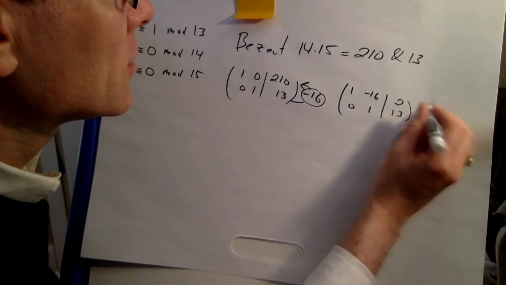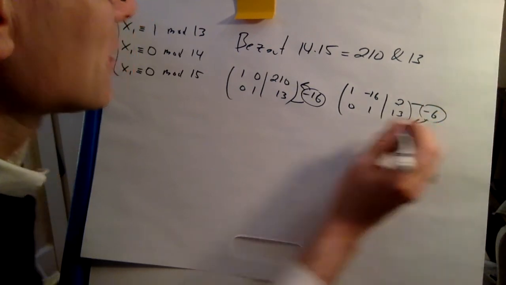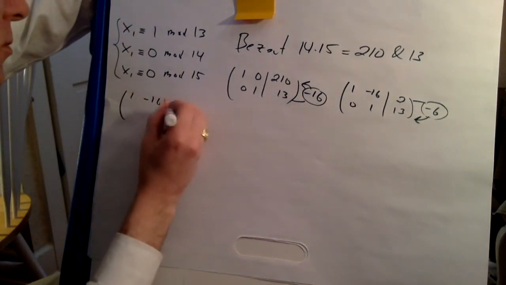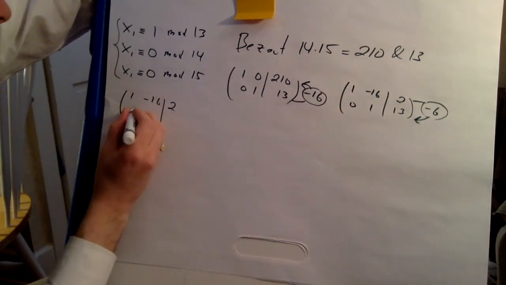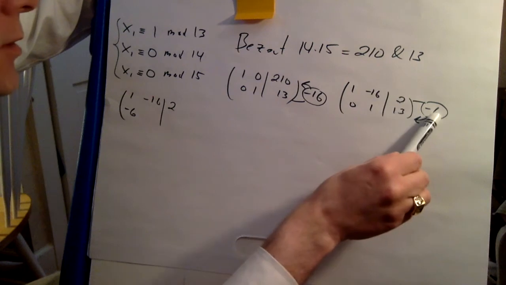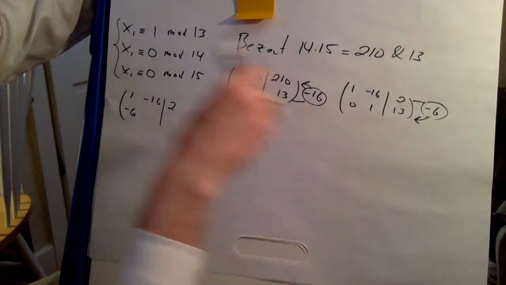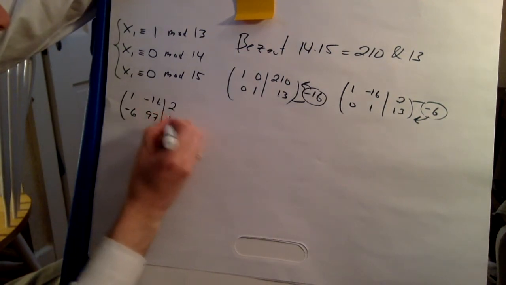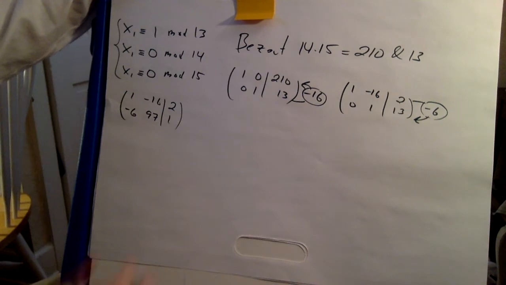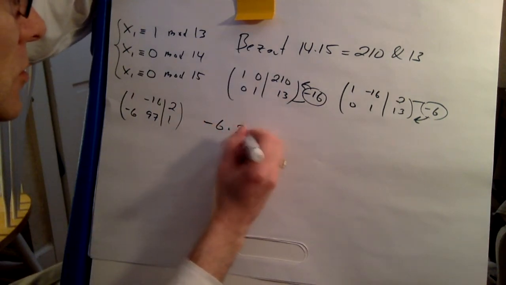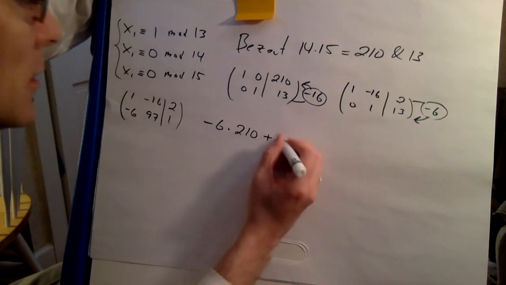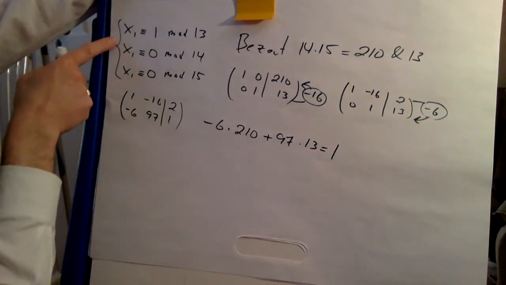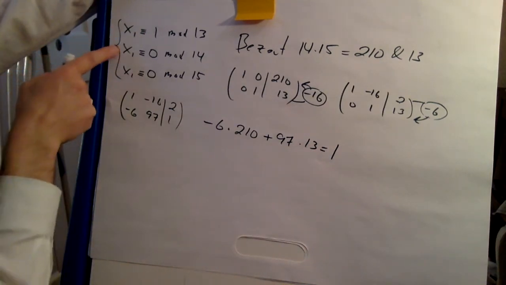13. That means we should do 6. So we get 1, minus 16, 2, minus 6. Minus 16 times minus 6 is 96, plus 1, that's 97. We get 1. So then we get here that minus 6 times 210 plus 97 times 13 is equal to 1. So our x1 we're looking for should be divisible by 14 and 15.